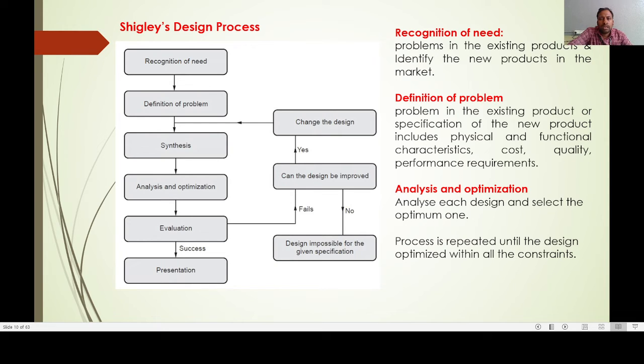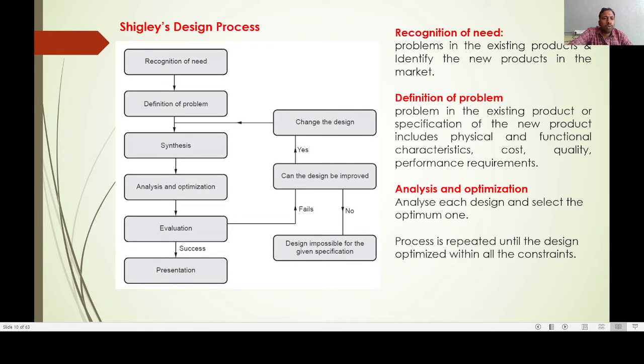So in the Shigley's design process, the first process is recognition of need. Recognition of need tells about the study of existing products and identifying the new products in the market. What is the existing product and what is the new product which will come to the market. So first we need to take those data and define the problem. Definition of the problem: the problem in the existing product or specification of a new product. That includes physical and functional characteristics of a product, which also includes cost, quality and performance requirements.